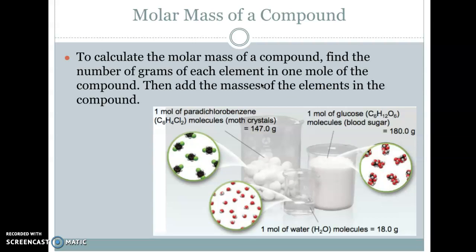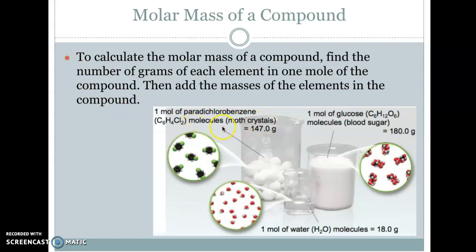Okay, now the next step is to figure out the molar mass of a compound. Well, when you're talking about a compound, that's going to be a group of elements chemically combined. We're just going to add together the masses of the elements to get the molar mass of the compound. So to calculate the molar mass of a compound, find the number of grams of each element in 1 mole of the compound, then add the masses of the elements in the compound.